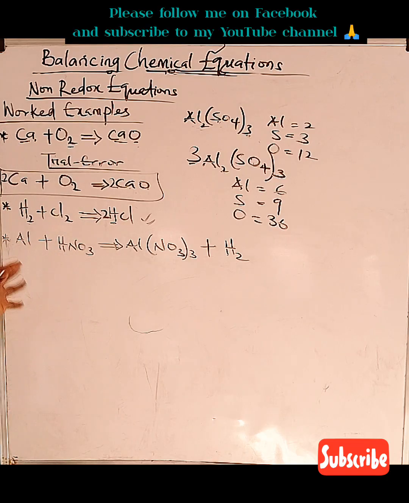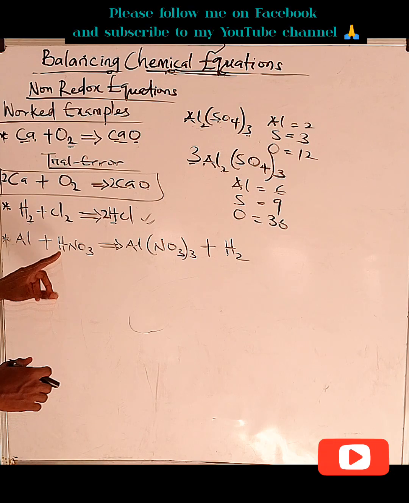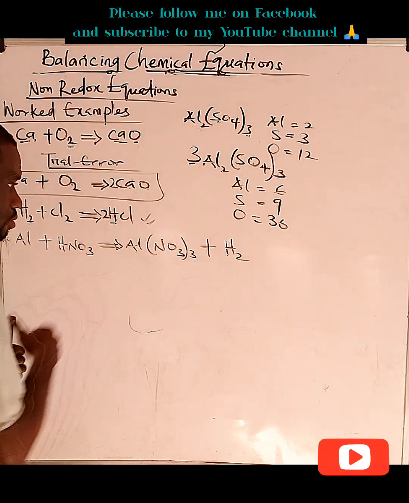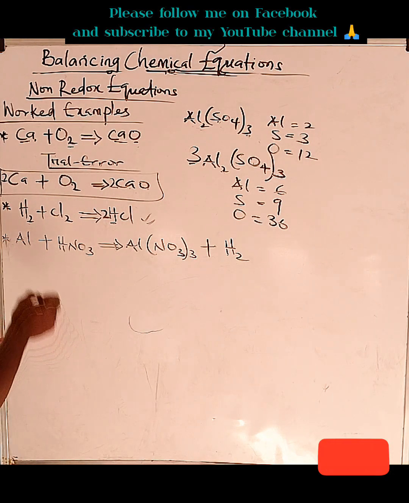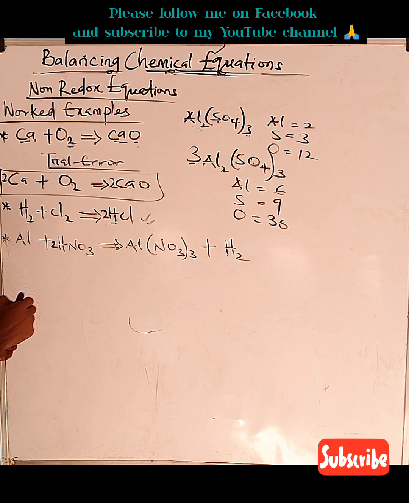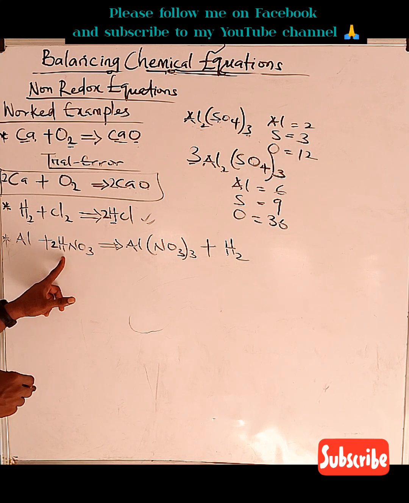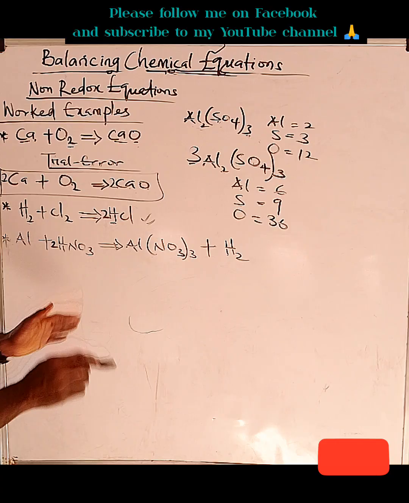But if we use trial and error, let's try to see if that will work out. So the first thing, aluminium is balanced, yes. Well, others are not balanced. Hydrogen here is 1, hydrogen here is 2. So if you add 2 to this place, just trial and error, that means hydrogen becomes 2, super balanced.